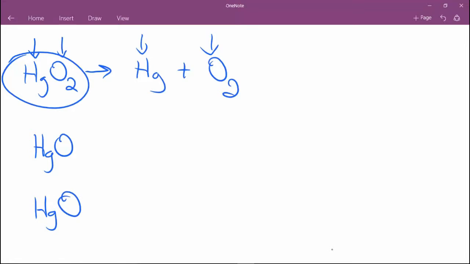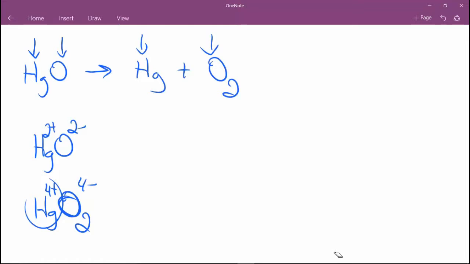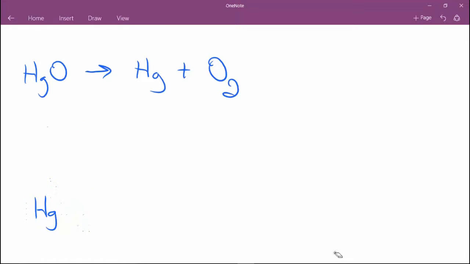I ended up with mercury 4 oxide, because this would have to have a 4 positive charge. If this is a 2 positive because of the 2 negative here, this would be 4 minus due to the 2 oxygens. That's not what I have. I don't have mercury 4, I have mercury 2. So I have to keep this the way that it was. I can't manipulate subscripts. Subscripts have to stay what they are. The only number I can change is the number that goes in front, which is the coefficient, right here in front.